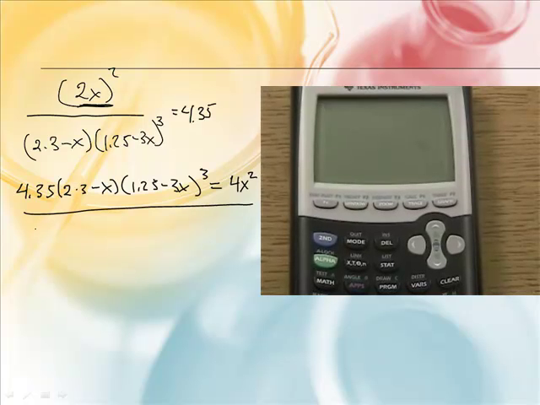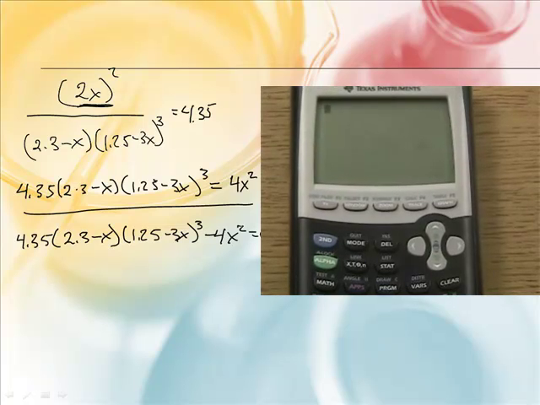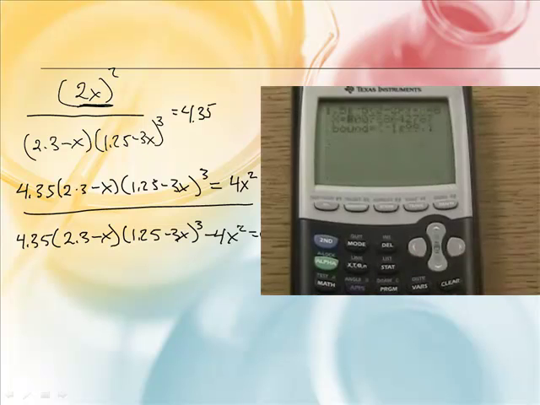This is kind of an ugly question, isn't it? So I'm going to subtract 4x squared from both sides. So 4.35 times (2.3 minus x) times (1.25 minus 3x) cubed minus 4x squared equals 0. So I'm going to try and solve for x again. Yay, solver. This is where you just don't really want to mess with the math. So math and then 0.